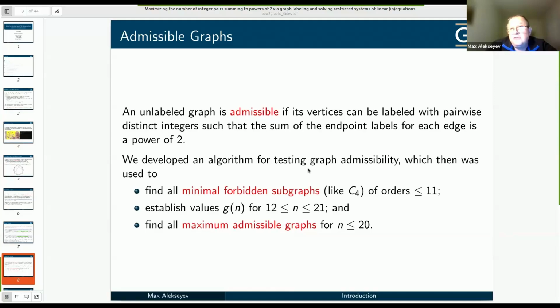Furthermore, we are going to establish values of g of n in the interval from 12 to 21, as well as find maximum admissible graphs of order up to 20. A maximum admissible graph means that we fix an order and we want to find an admissible graph which has as large as possible a number of edges.